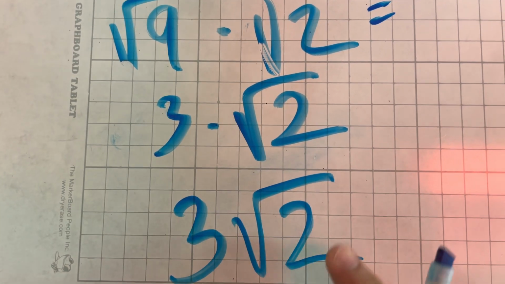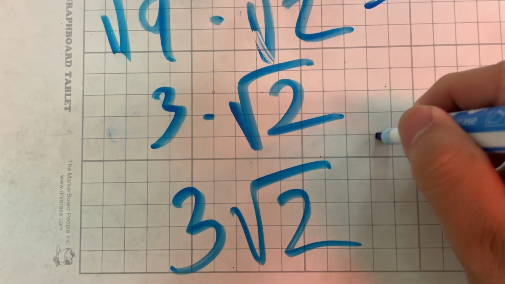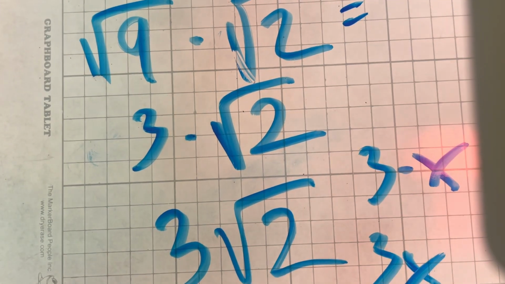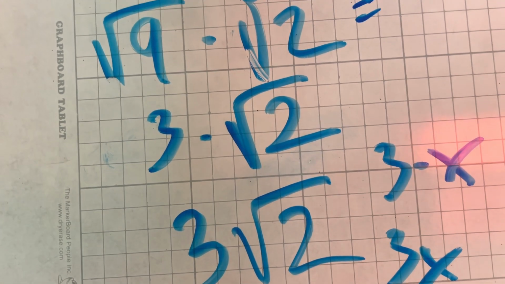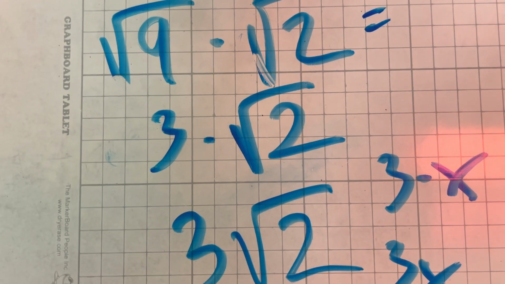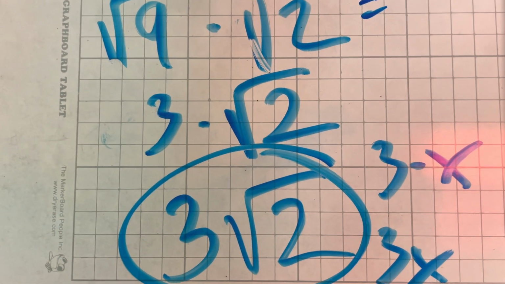You kind of want to treat the square root as a variable. If I have 3 times a variable, my answer is just 3 and that variable. Nothing happens. So I can't take 3 times the square root of 2. If I do, I'm going to get a decimal, which we're not doing right now. That's why we're just simplifying it as an answer like this.